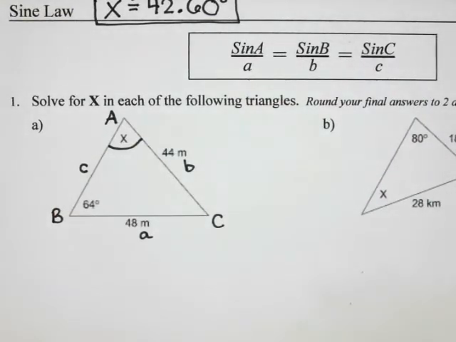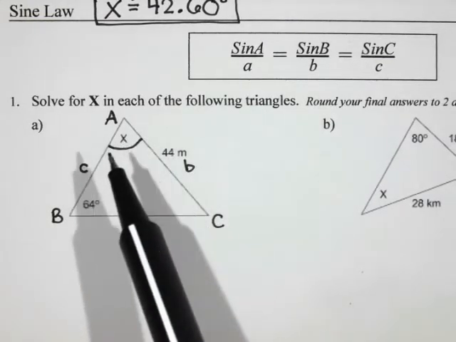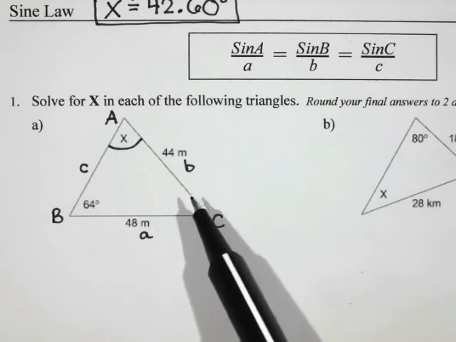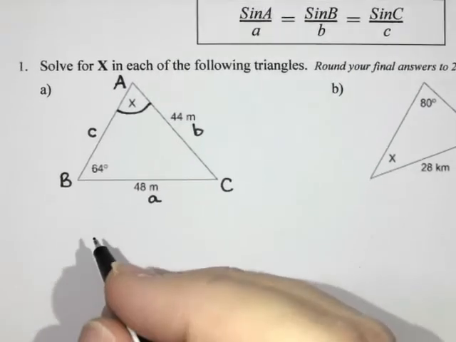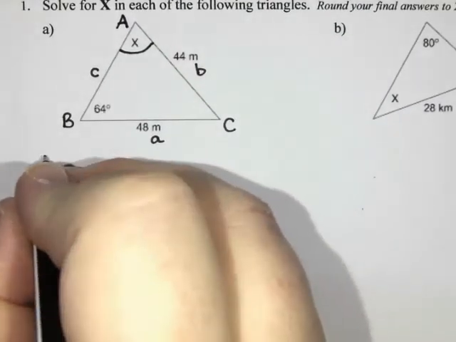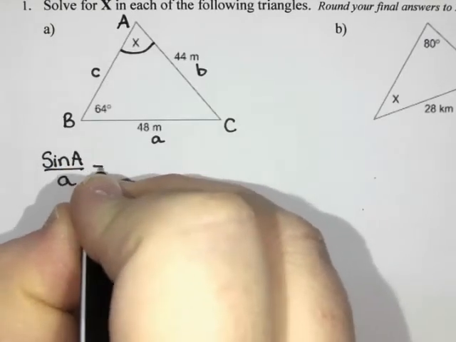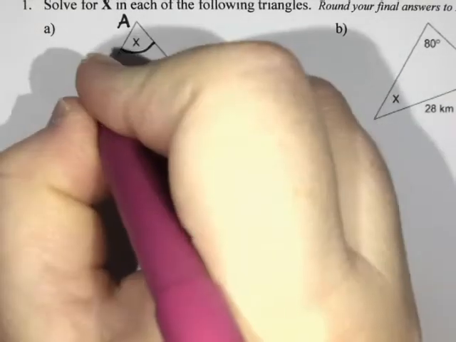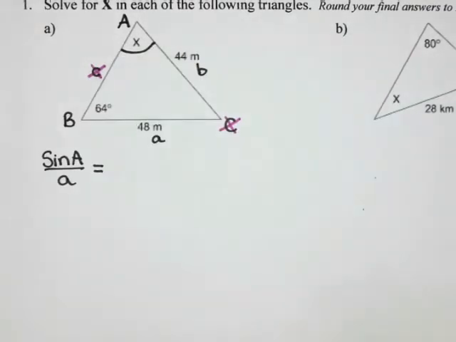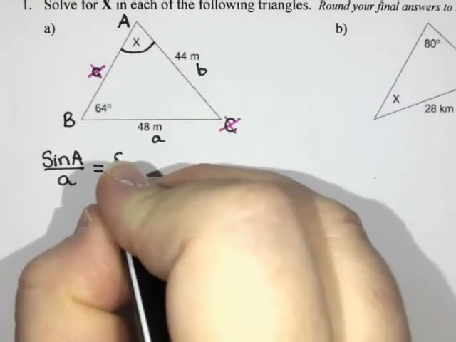Okay, so when I'm setting up my formula, I want to start this time with the one that has what it's missing. It'll make it easier for us to solve and rearrange. It really doesn't matter, but I think it's easier if I start with A. So I'm going to do sine A over A equals, and then I have B and C. I don't know if you've noticed, I don't know anything about C. I don't know the side length. I don't know the angle. The one I do know about is B, so I'm going to do sine B over B.